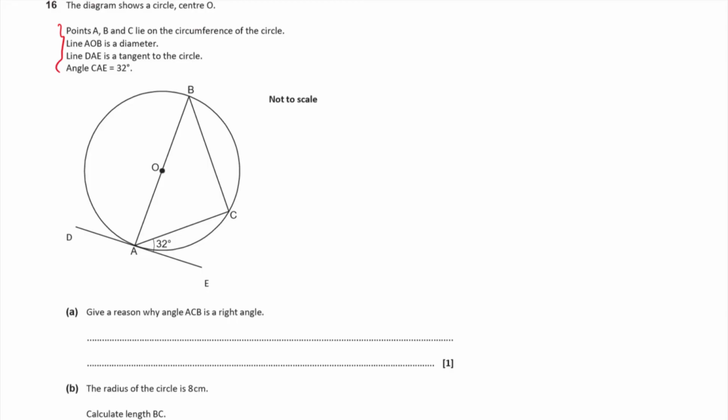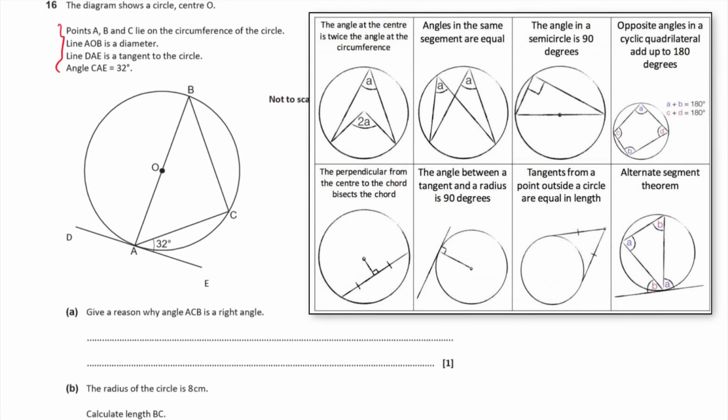Okay, so part A says, give a reason why angle ACB is a right angle. Well, that's pretty easy enough because that's one of our rules, isn't it? There are certain circle theorems that we need to know, and one of them is that the angle subtended in a semicircle is a right angle.